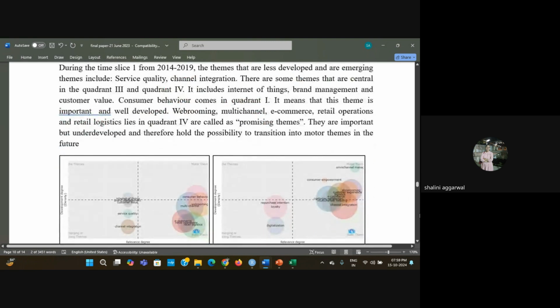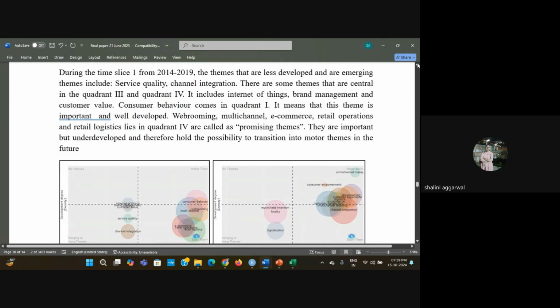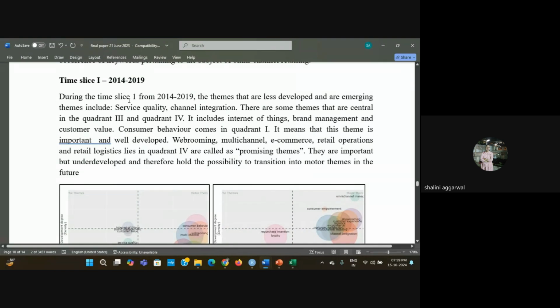Then after that, what you have to talk about, the first quadrant, just talk about time slice one. If you do not talk about the time slice, you just talk about the different quadrants. So you write what topics are included in the motor themes, and what topics are included in the niche themes. This is what we have done here. Look at this. These are the topics that lie in quadrant 4, and these topics are called the promising themes.